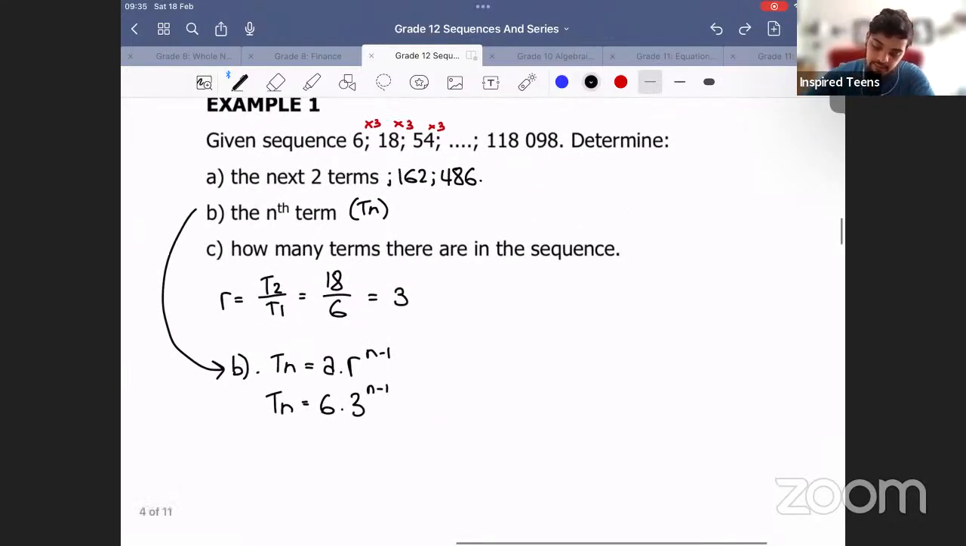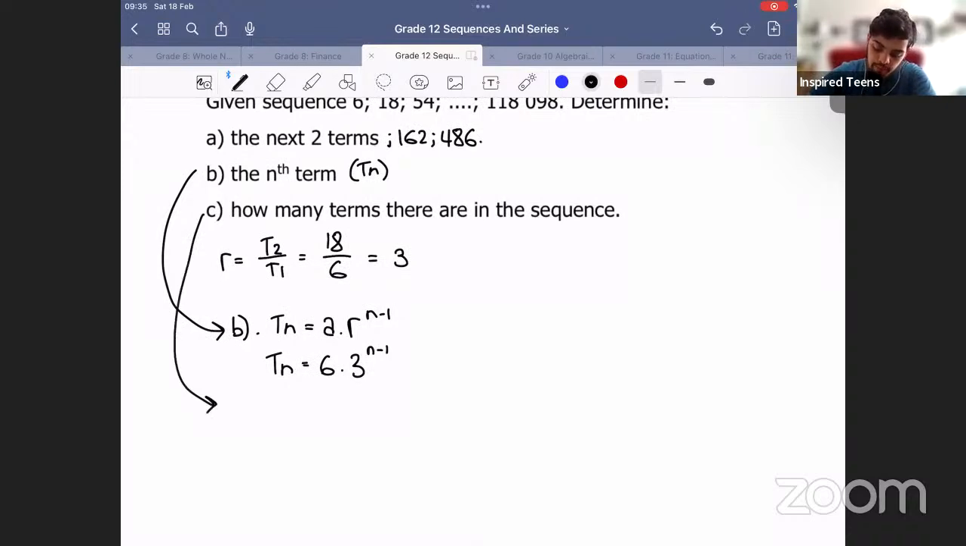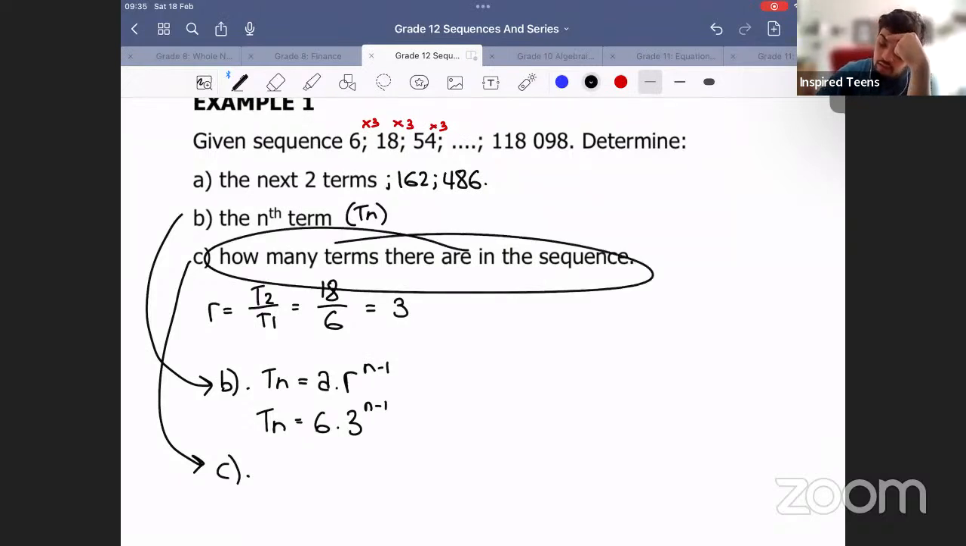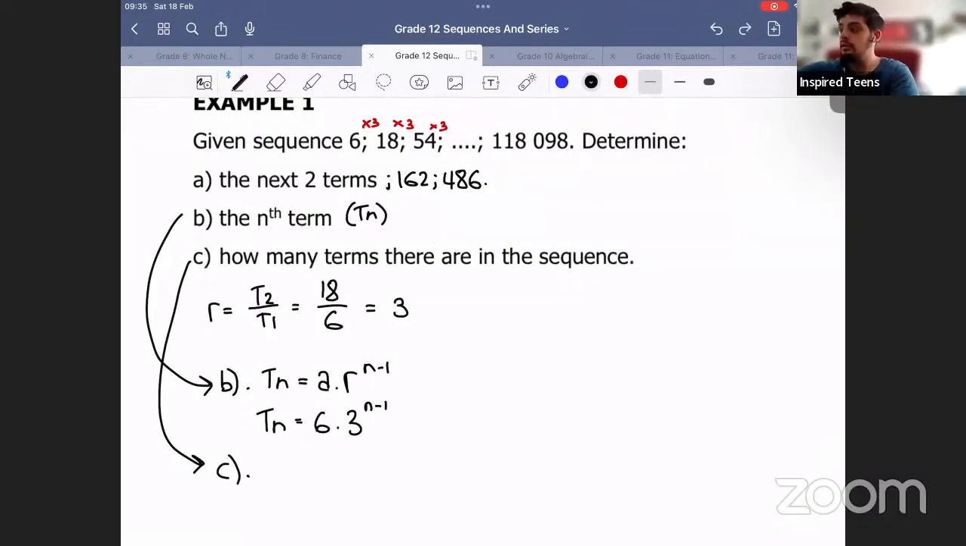Okay, let's do C. How many terms are there in the sequence? So they're asking for the total number of terms that are in the sequence. So someone tell me, are we solving for Tn or are we solving for n here? Tn or n?